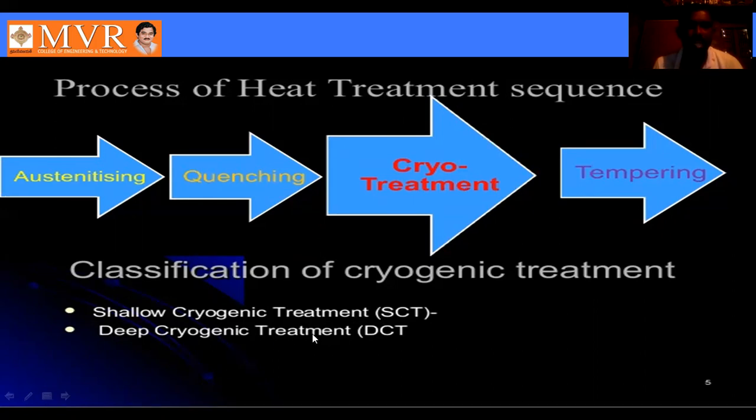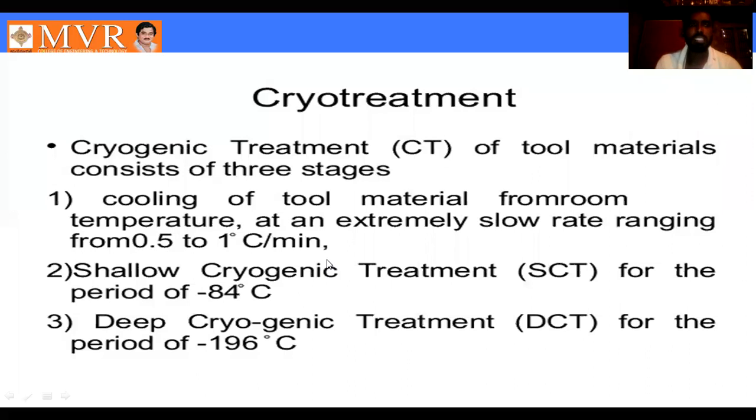So these are the classifications. These two are very important classifications for the cryogenic heat treatment process. So see here, the cryogenic heat treatment procedure of two materials consists of three stages.